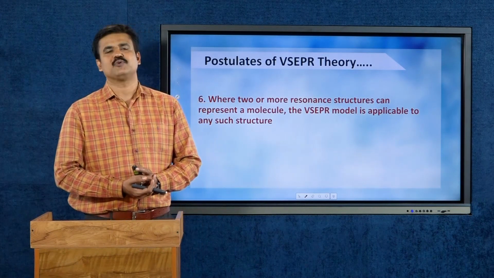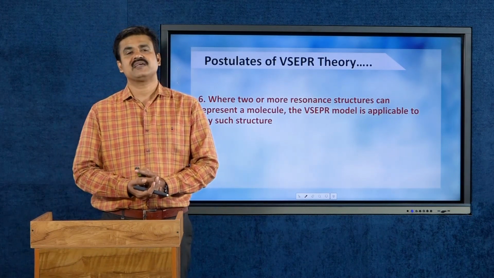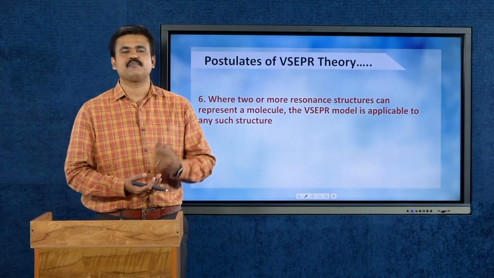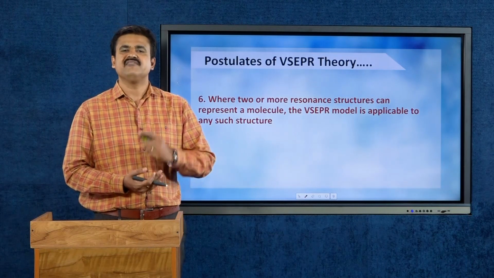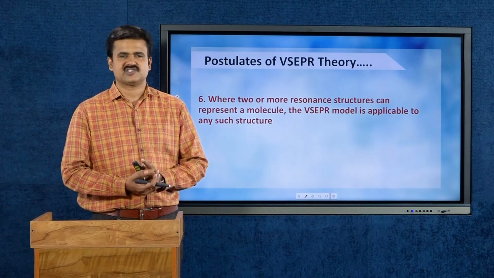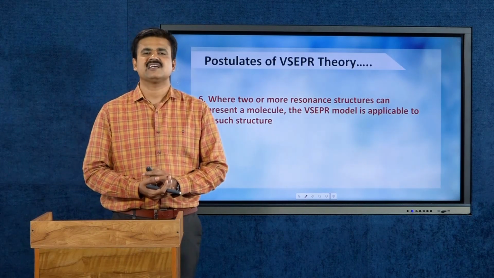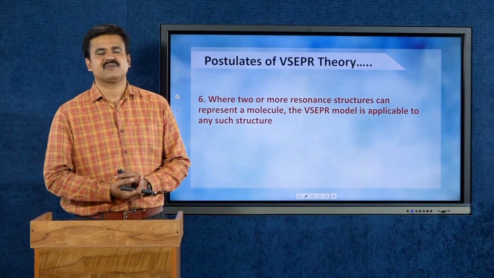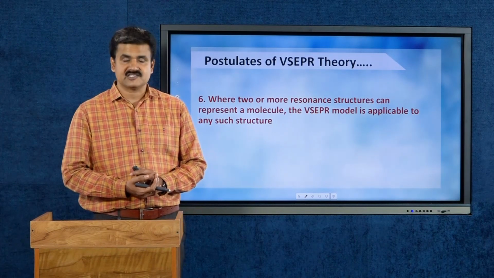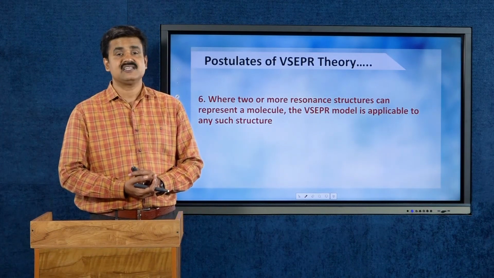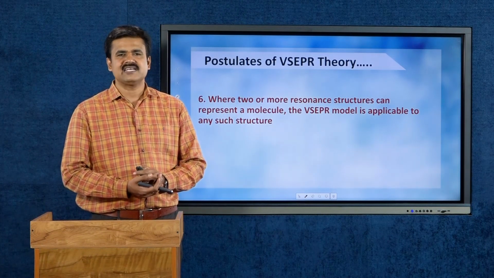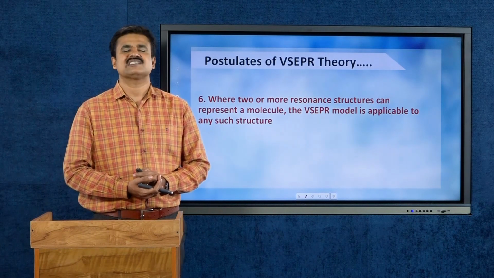Now, the sixth postulate of the valence shell electron pair repulsion theory. Where two or more resonance structures can represent a molecule, the VSEPR theory model is applicable to any such structure. So, you are familiar with the concept of resonance. What do you mean by the term resonance? It is a situation where the structure of a molecule cannot be represented by a single structure, but more than one structure is required. That situation is termed resonance. So, this postulate correlates the VSEPR model with resonance structures.